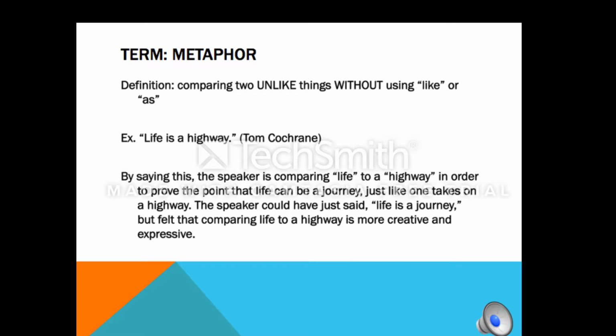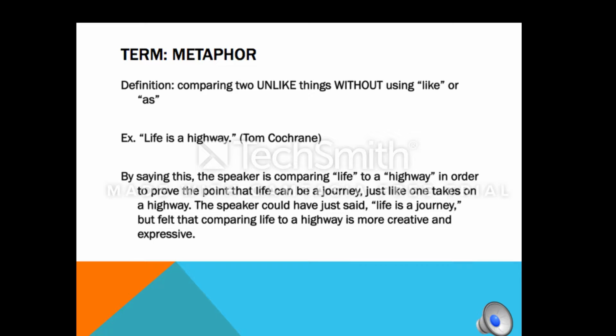The next type of figurative language to add on the next flap is a metaphor, and the definition is comparing two unlike things without using the words like or as. So similar to a simile, but not using like or as. An example is life is a highway, and by saying this, the speaker is comparing life to a highway in order to prove the point that life can be a journey, just like one takes on a highway. The speaker could have just said life is a journey, but felt that comparing life to a highway is more creative and expressive.